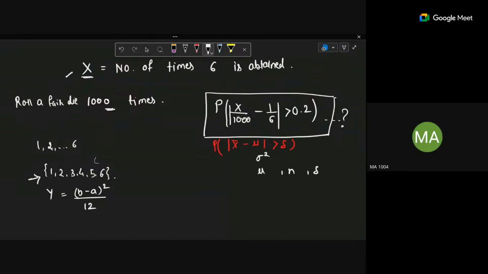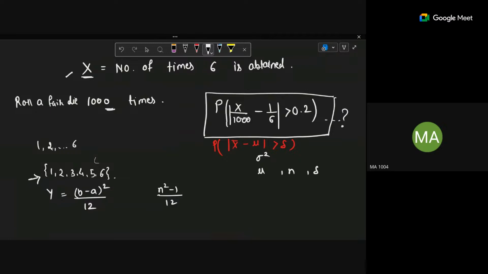But is this the formula for this uniform? The formula is for continuous uniform, I think. For discrete it is n square minus 1 by 12, I think. Yes, that is the correct formula for variance, for discrete. And what is n there? n is b minus a plus 1.